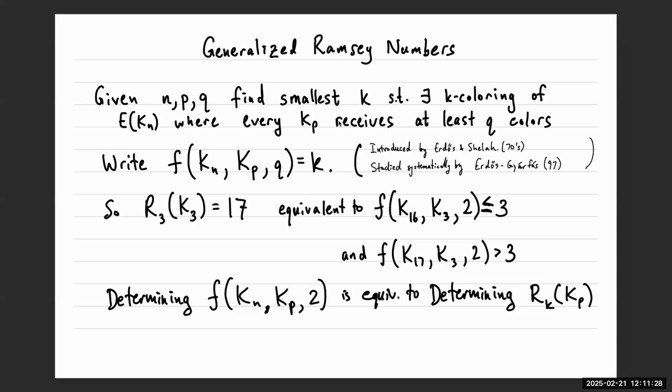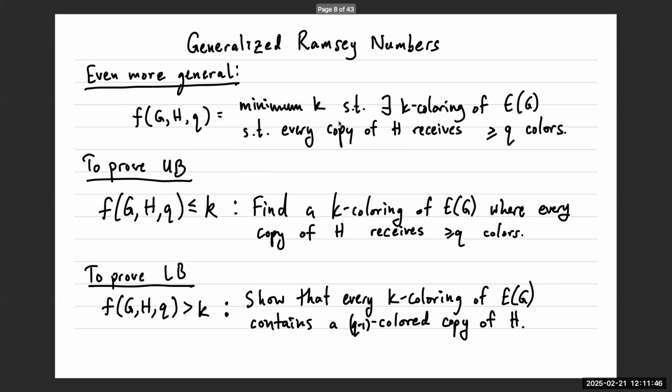Okay, so if you could understand all the F of K_n, K_p, 2s, then you would understand all the multicolor Ramsey numbers, R sub k of K_p. So if you knew this F function exactly for Q equals 2, you'd know all the ordinary Ramsey ones. And if you knew it for Qs other than 2, then you know more, or you know something else.